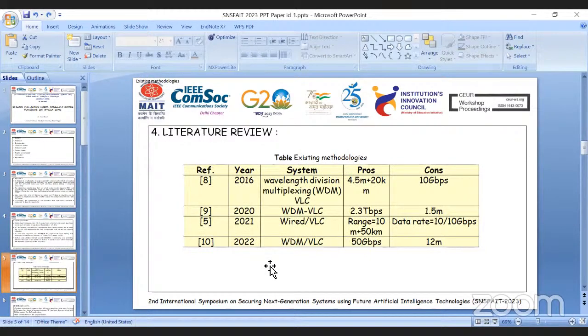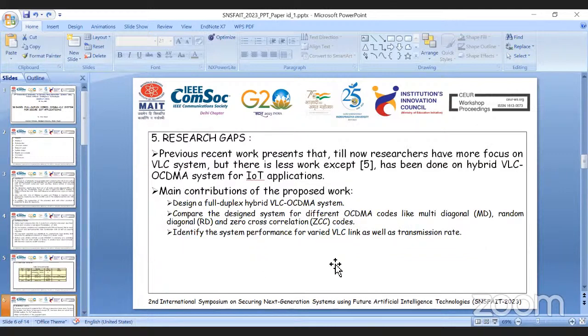That was the work presented in references 16, 20, 21, and 22. They have used different multiplexing in WDM VLC, and some have used wired VLC, and the range is still limited, like 50 kilometer in wired and 10 meter in VLC. So the VLC range is still limited, with some disadvantages in data rate as well as transmission range. My objective in this work is to improve the data rate as well as the transmission performance in terms of transmission range.